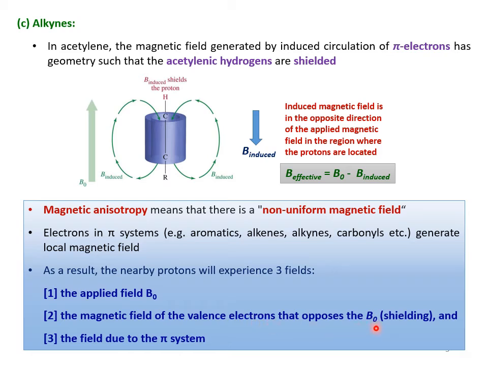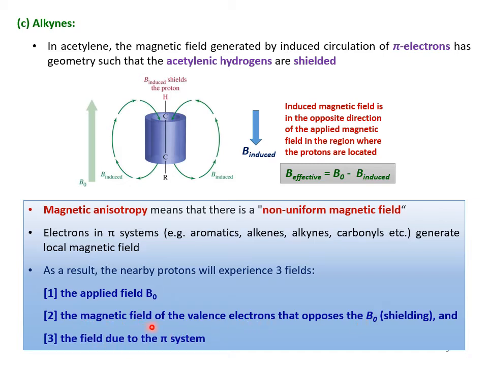We know that the sigma electrons in the presence of a magnetic field also start circulating, and because of this circulation they also produce a local magnetic field, but this magnetic field will always oppose the external magnetic field, which shields the proton from the external magnetic field. The magnetic field generated by the valence electrons will always oppose the external magnetic field. This you have to remember. Don't get confused with the pi electrons.